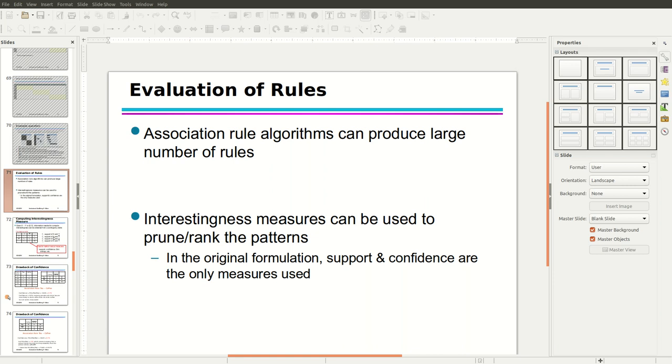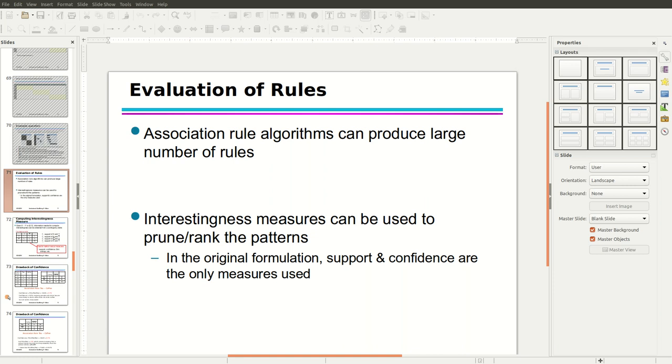So we need to have some way to actually evaluate the quality of the rules that are generated, because we will be generating lots of rules from even a limited number. So we need to decide on certain ones and act on those. For those rules, we need to figure out how interesting they are. So we are more interested in rules that are interesting. Interestingness measures can also be used to prune, rank the patterns and eliminate some of those unnecessary rules.